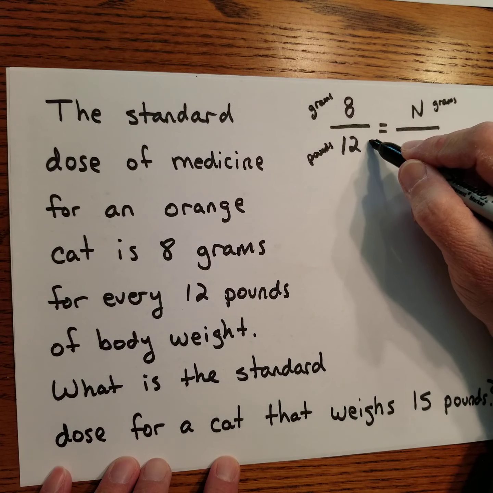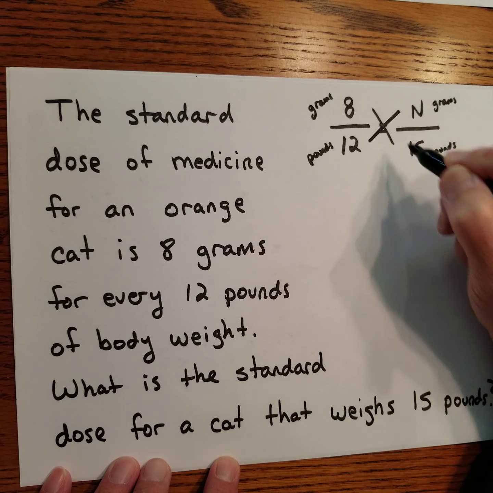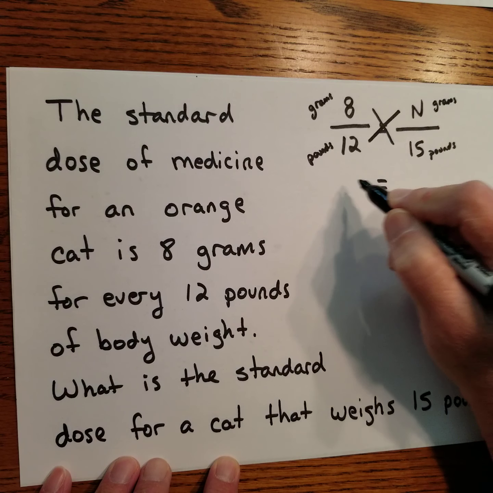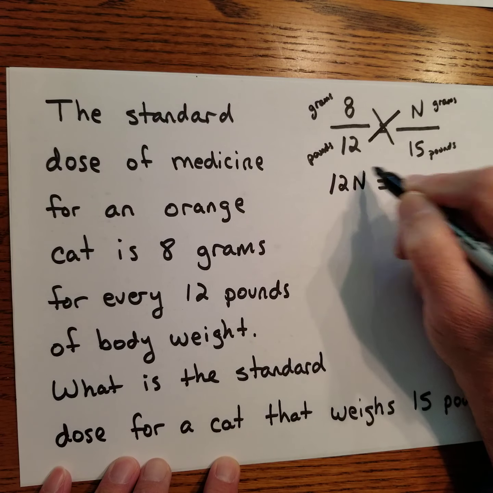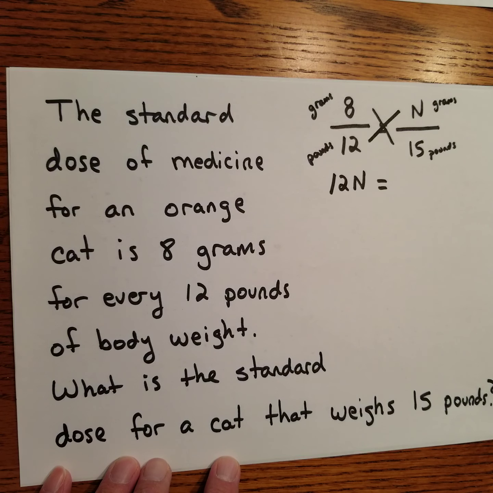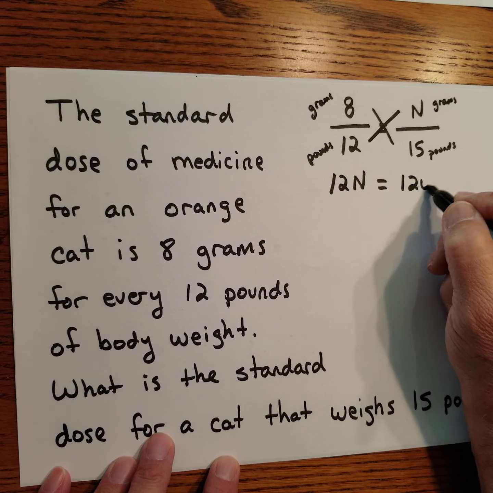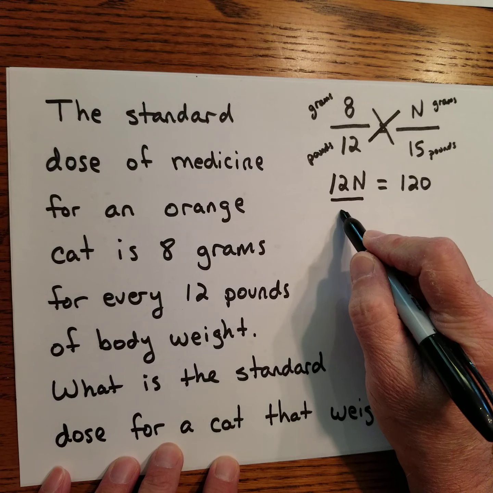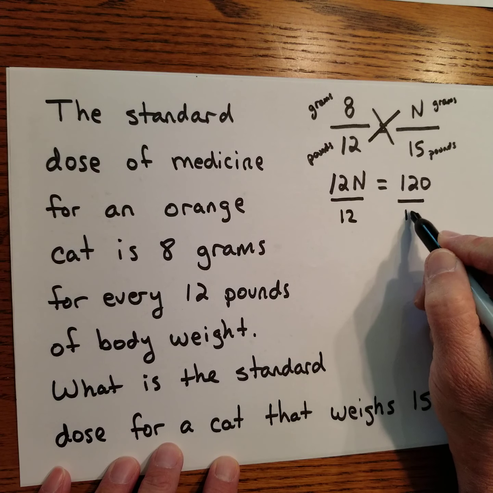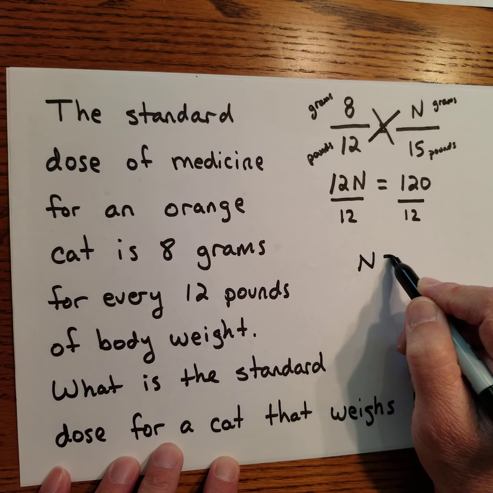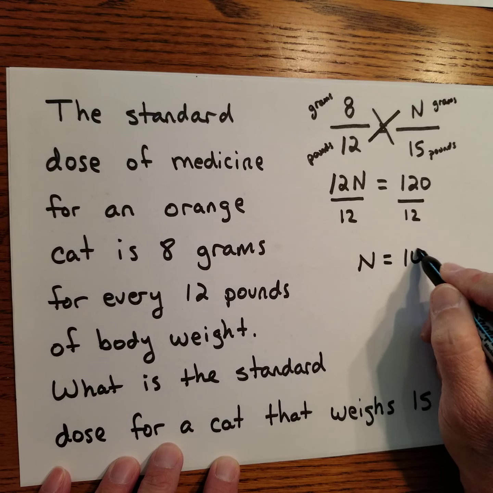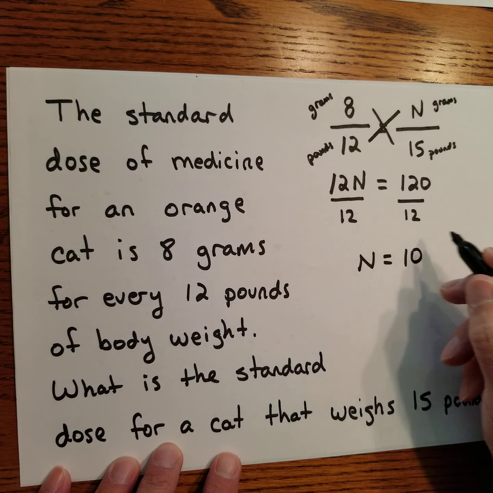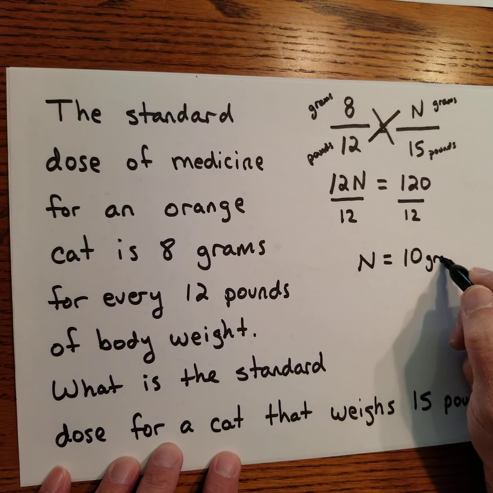All right, now cross multiply. 12 times n, I'll show right here. 8 times 15 is 120. Now divide by 12. 120 divided by 12 is 10. We'll call that 10 grams.